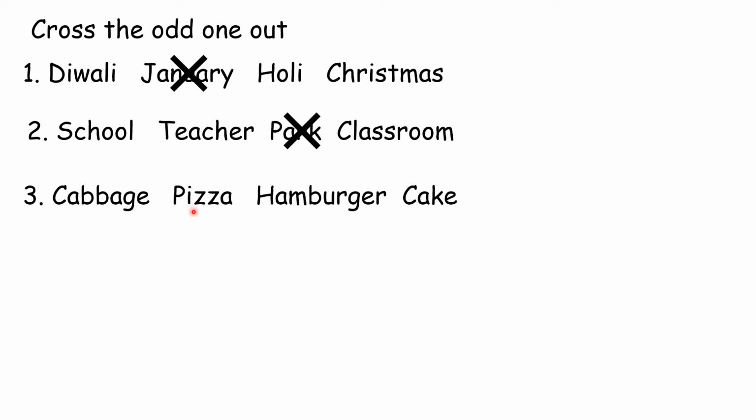Cabbage, pizza, hamburger, cake. Which is the odd one out? Cabbage. Because cabbage is a vegetable and it is healthy. But pizza, hamburger and cake are junk food. So cabbage does not belong in this group. So that is why it is the odd one out.